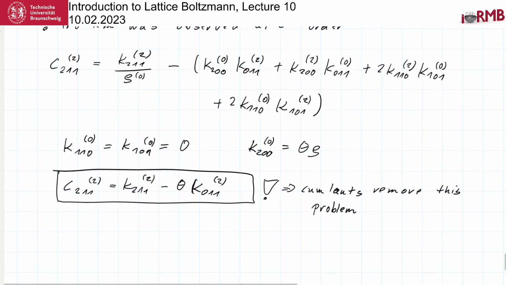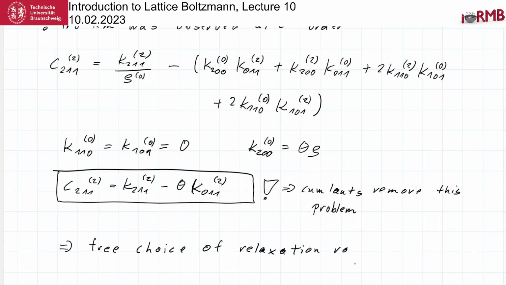So then the last feature. Okay, so the last sentence, unfortunately, for this lecture series is that we have free choice of relaxation rates if we relax cumulants.